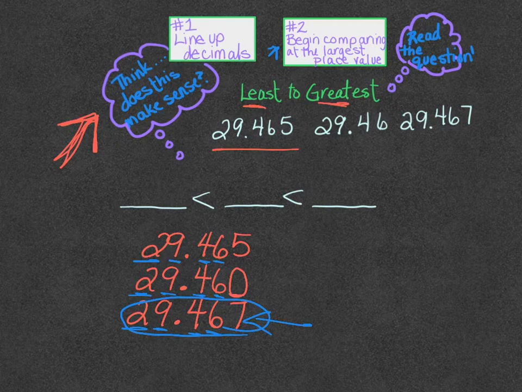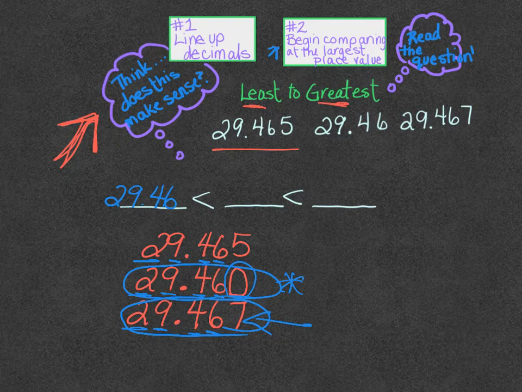So I'm not looking for the largest. I'm looking for the smallest. So which one would be the least? This one here with the 0. So this one here would be the least. So I'm going to write that in my spot. 29 and 46 hundredths is less than, and this one would be my second one, and this one would be my third.